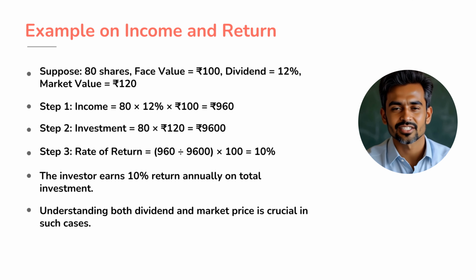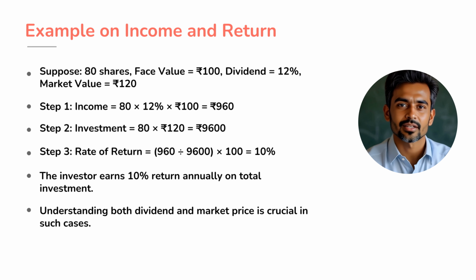Let's take a practical example and walk through it step by step. Suppose you hold 80 shares, the face value is 100 rupees, the dividend rate is 12%, the market value is 120 rupees. Now, step 1, calculate the income. Annual income equals 80 multiplied by 12% multiplied by 100, which equals 960 rupees. Step 2, calculate the investment. Investment equals 80 multiplied by 120, which equals 9,600 rupees.